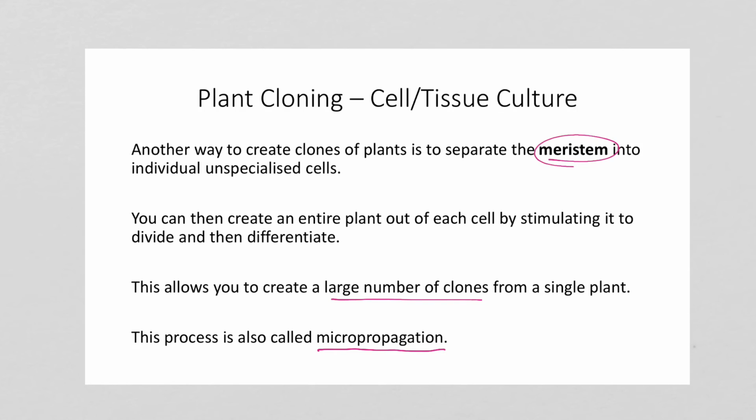For cell or tissue culture, what you're doing is breaking that meristem up into smaller and smaller bits, and each of those bits you can then use to grow a new plant. So there's the two ways of doing plant cloning. Again, that comes up on the paper 1 exam from B1 stuff, and it comes up on the paper 2 exam from B6, and even a little bit from B5 if you're doing separate biology.